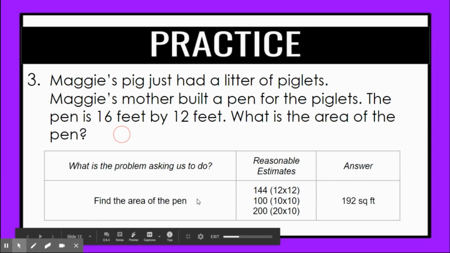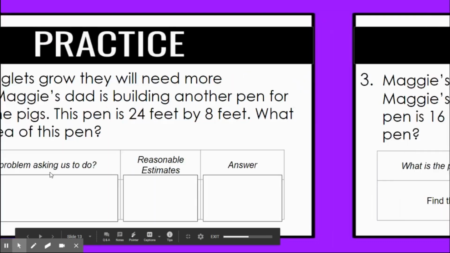152 or 192 square feet. So then look at your estimate. Was your estimate reasonable? Hopefully you're getting closer every time. Let's look at our last problem for today. Together at least.